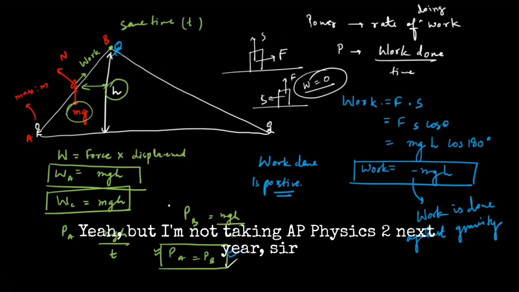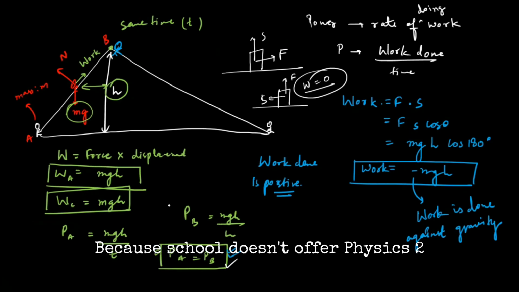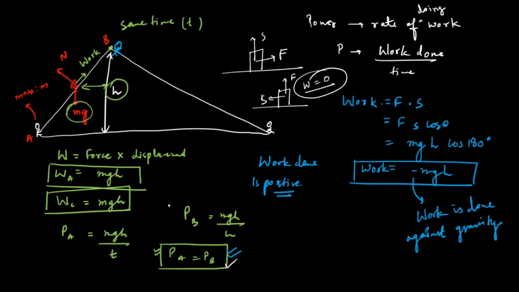Yeah, but I'm not taking AP Physics 2 next year, sir. I'm just going to take C. School doesn't offer Physics 2, and it's not a prerequisite. It already comes intuitively, because in chemistry they basically teach you the electron repulsion and the intermolecular forces and all of that.